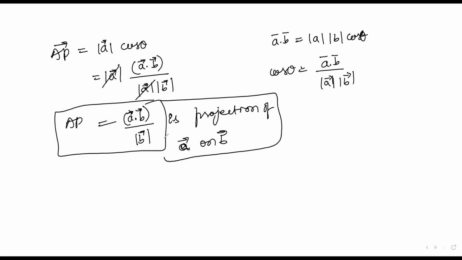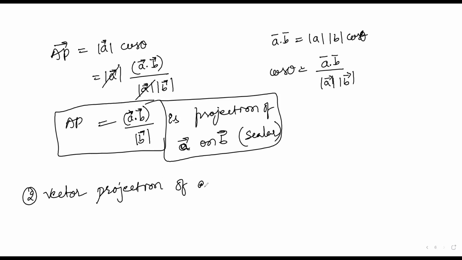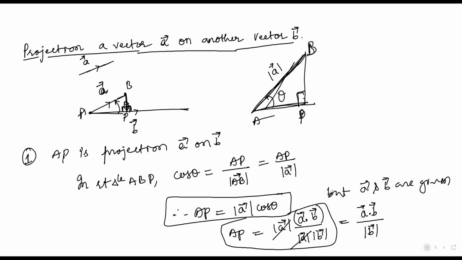Whenever you have to find the projection of A bar on B bar, this is the scalar projection. Now the other is the vector projection. The vector projection of A bar on B bar is the same thing, but you should make it a vector. How do you make it a vector? Tell me, go back. In which direction is AP?